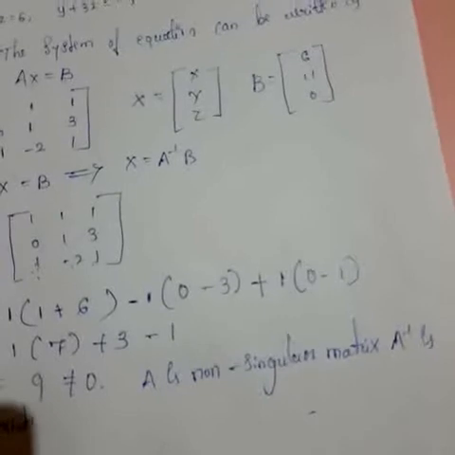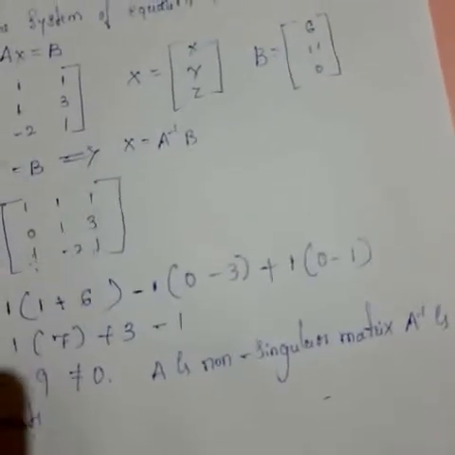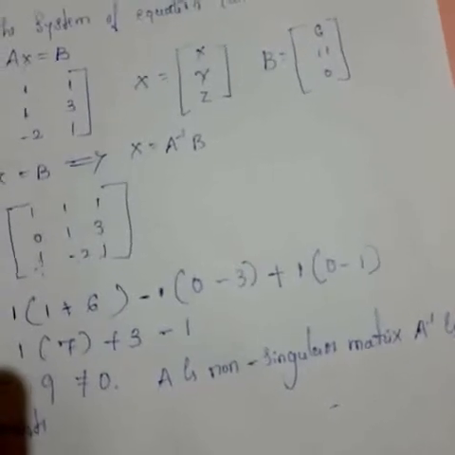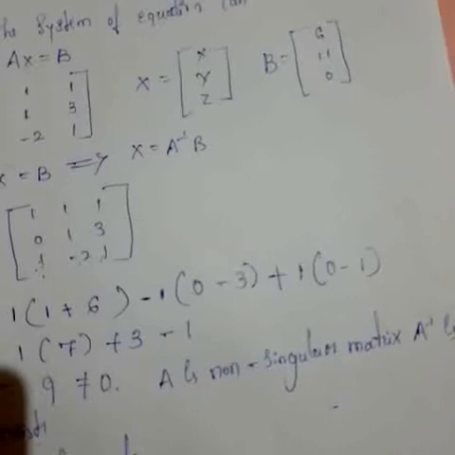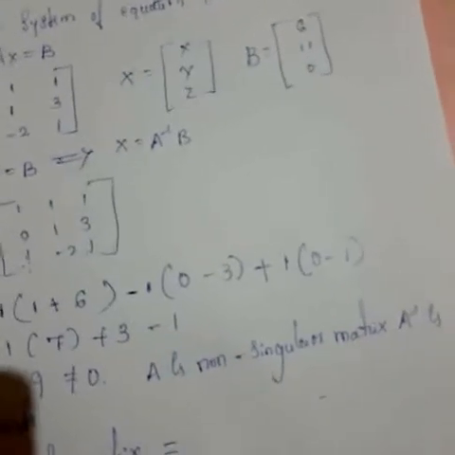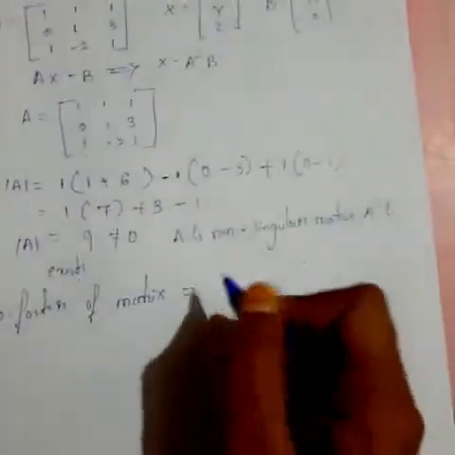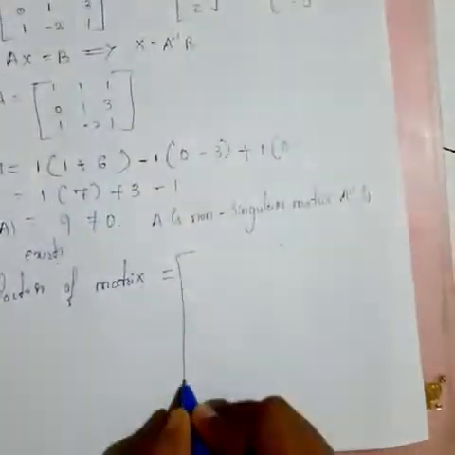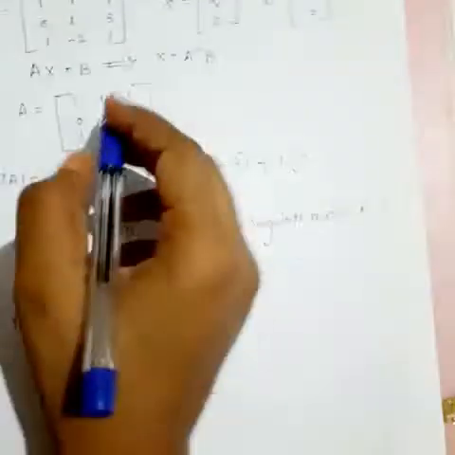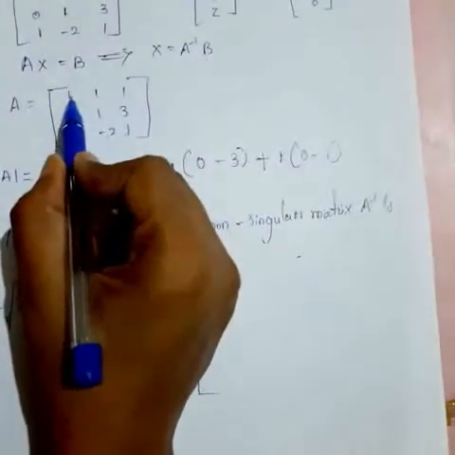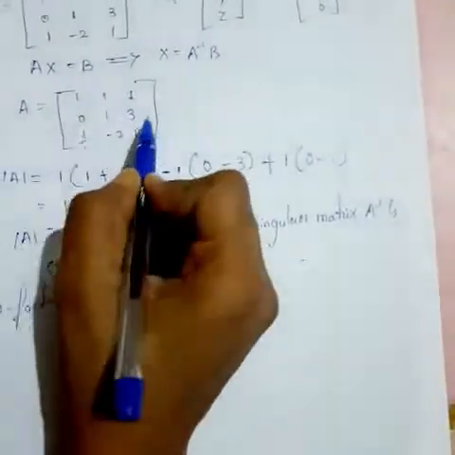For A inverse, we have to find the cofactor matrix first. See here, directly in matrix form, the first element is the determinant of the matrix you get if you remove the first row and first column.